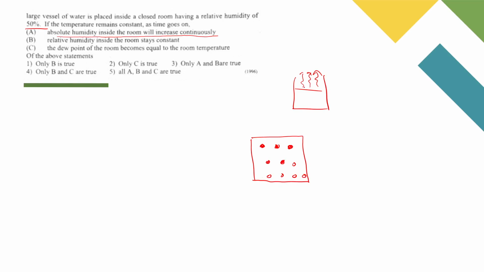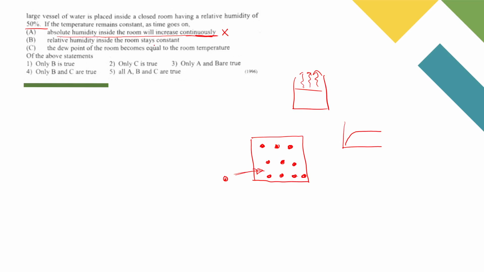Then because we have kept water inside this room, it will start evaporating. That means it's like students entering into the classroom, so it will occupy these spaces. After some time, this room becomes saturated. So the student who would come next, do they have space? No, right? Then what would happen to the absolute humidity? Initially, it would increase and come to a constant value. But here they say it would increase continuously. Therefore, wrong.